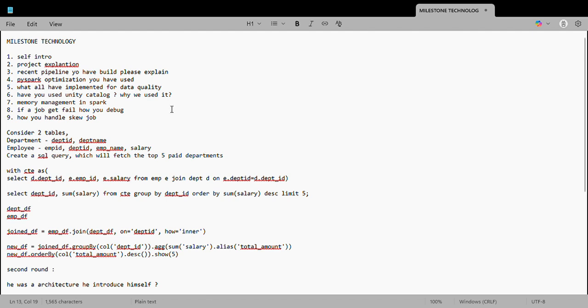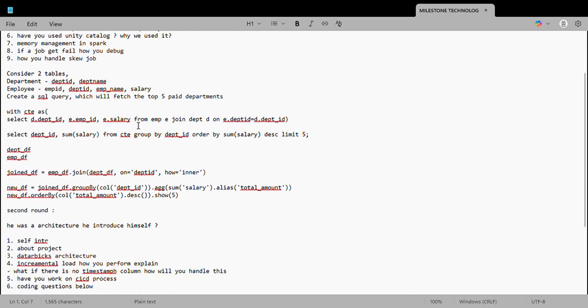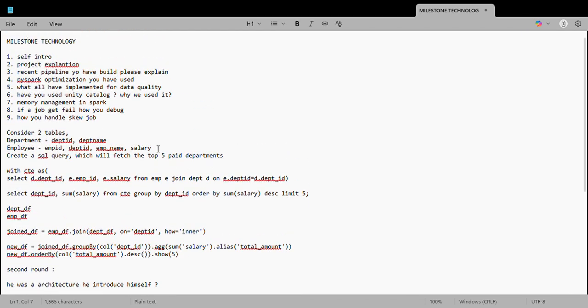The first round was mostly for Databricks. The job role was mostly for Databricks, so you'll see most questions from the Databricks side. Let's start. For the first round, he asked for a self introduction, then the project explanation, which usually happens, and then he asked what is the recent pipeline you have built. Can you explain that and why you did that?